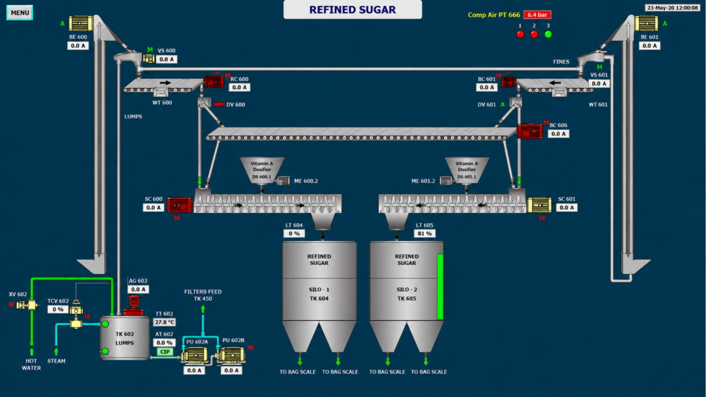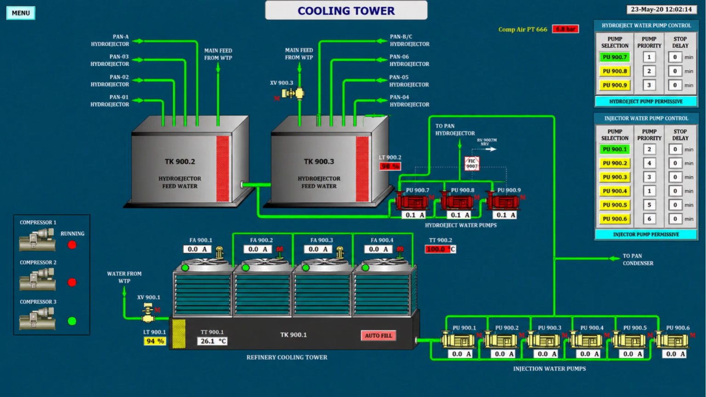The refined sugar silo stores the finished sugar before it is conveyed to the packaging section, ensuring a continuous and efficient production process. Other utility sections.